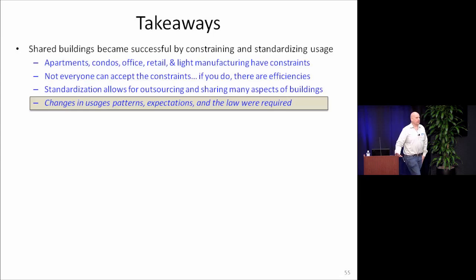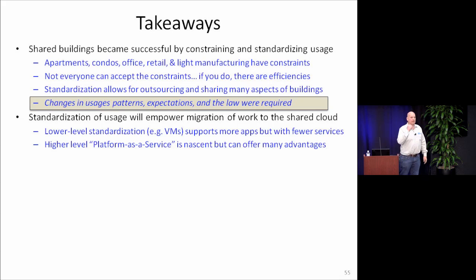So, takeaways. Whenever I do a presentation, I try to say what I want people to remember. First of all, shared buildings became successful by constraining and standardizing usage. Changes in usage patterns, expectations, and the law were required. Standardization will empower migration of work to a shared cloud, shared in a company, shared across companies. But it's very important to have different classes of standardization to allow approachability. VMs are coarser grained. I think we can do finer grained stuff and get even more value.